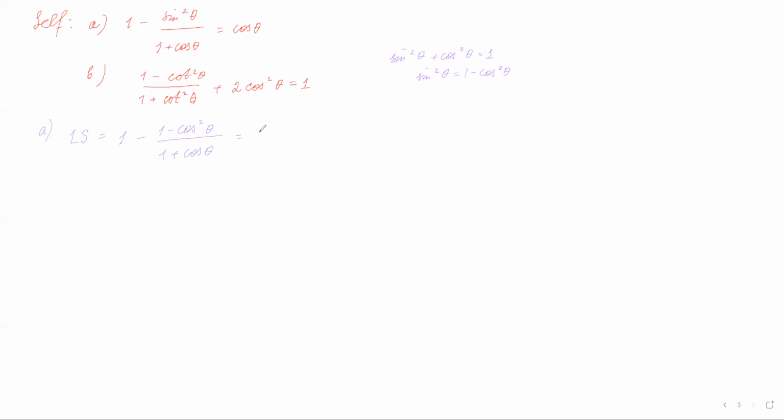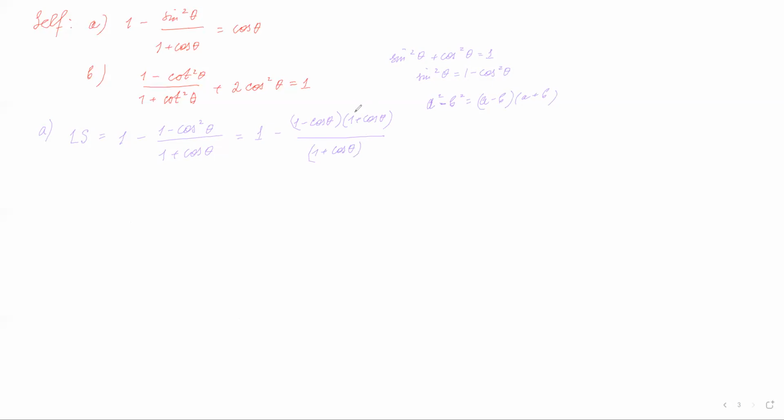What I'm going to do next, I'm still working with my left side. 1 minus cosine square of theta, I'm going to use the formula. Let's write it as a square minus b square. I just reviewed this formula 2 minutes ago, right? Equals a minus b times a plus b, difference of squares, right? So here I'm going to write down 1 minus cosine of theta, right? That's my a is 1 and b is cosine. And 1 plus cosine of theta divided over 1 plus cosine of theta.